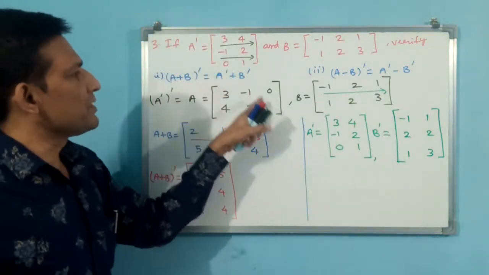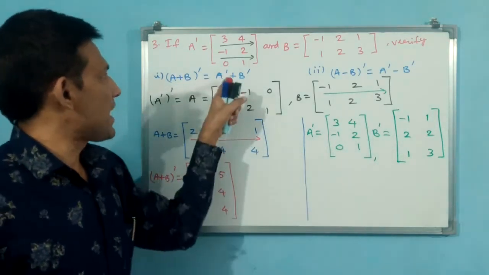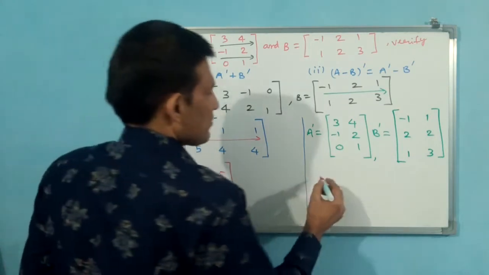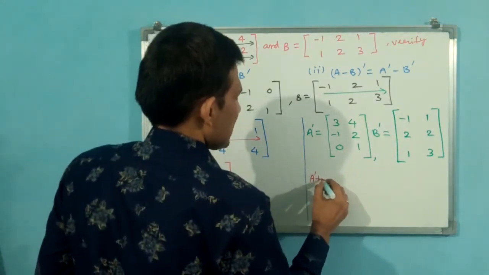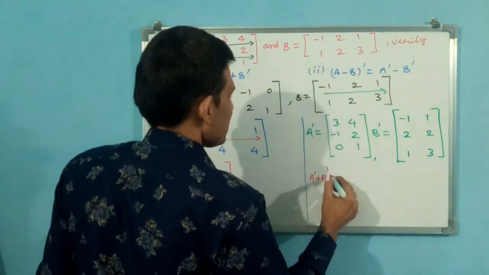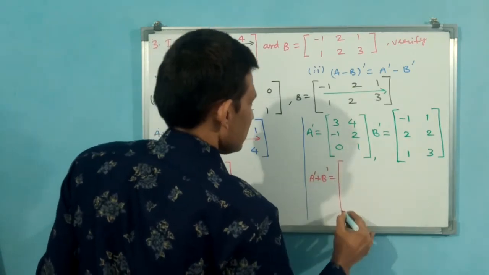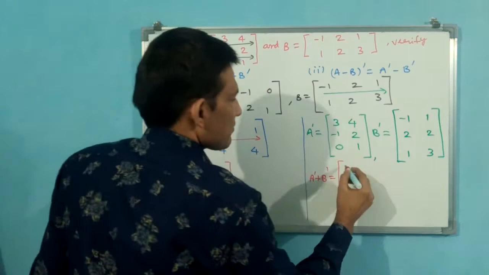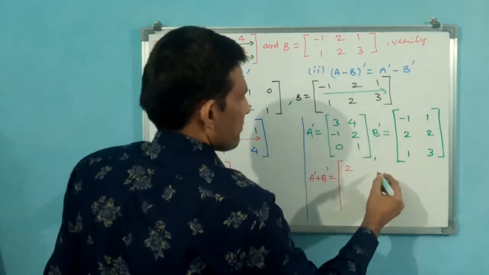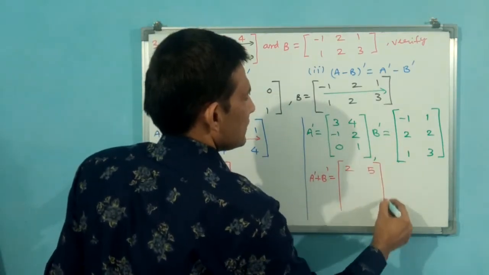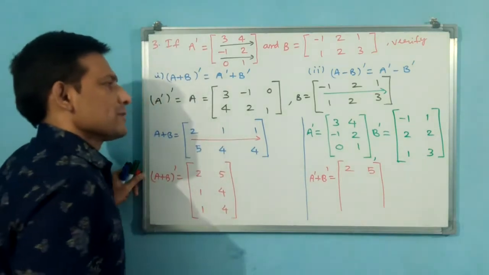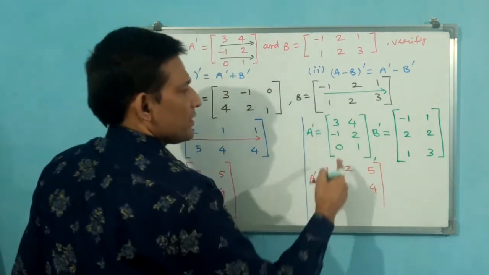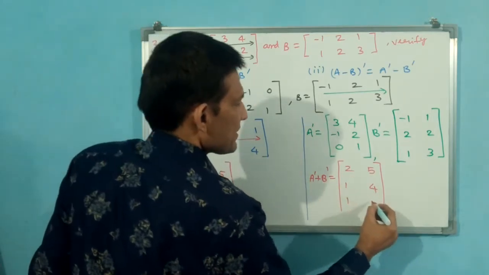A transpose plus B transpose. These two you have to add for the RHS. Let us add A transpose plus B transpose. Write down once again: A transpose plus B transpose is equal to. 3 minus 1, 2. 4 plus 1, 5. 2 minus 1, 1. 2 plus 2, 4. 0 plus 1, 1. 1 plus 3, 4.